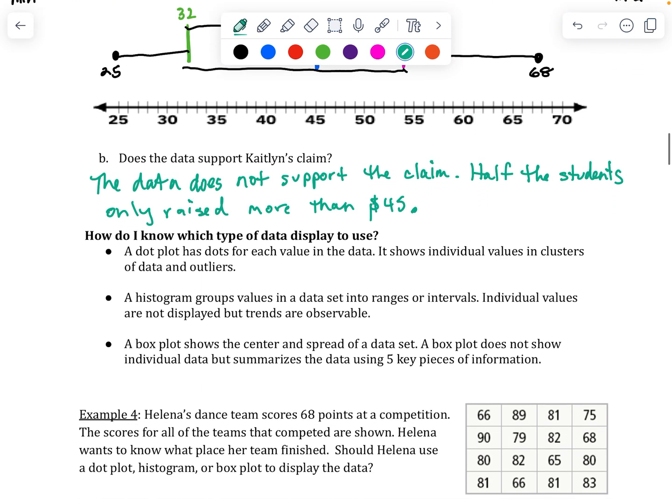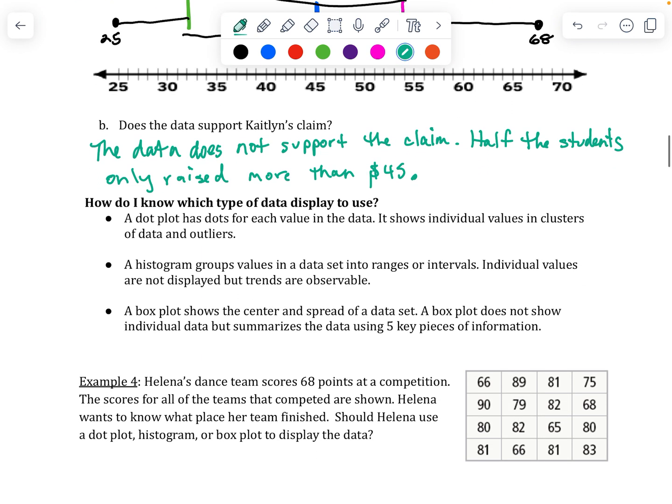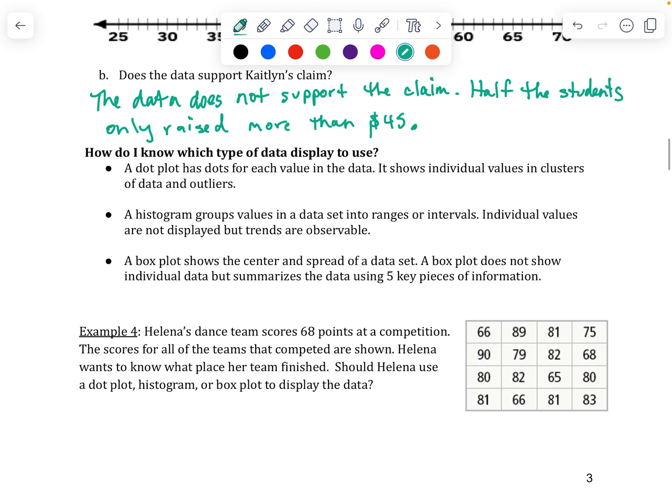Now, this is just some stuff to read through on what types of data to use. And then you can look at example 4 here. So you've got your 3 different ones. Helena's dance team has scored 68 points, so they fall into this grouping. The scores for all the teams are shown. Helena wants to know what place her team finished in.